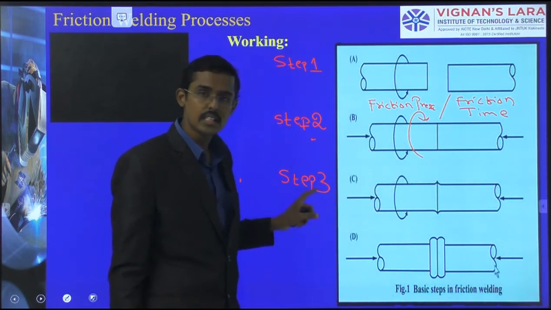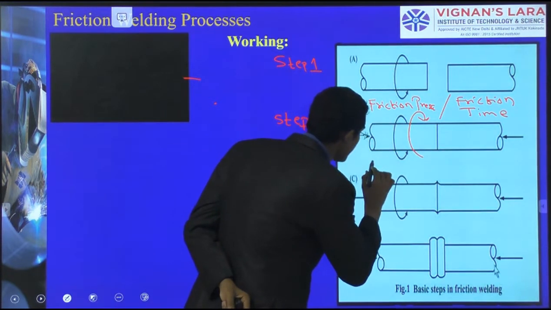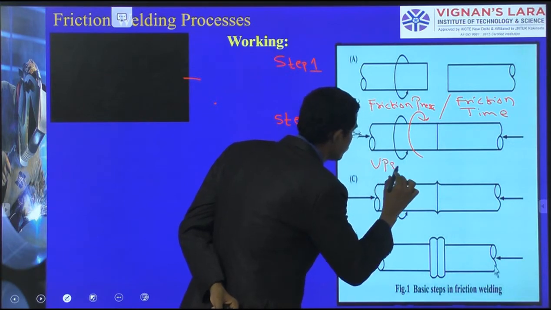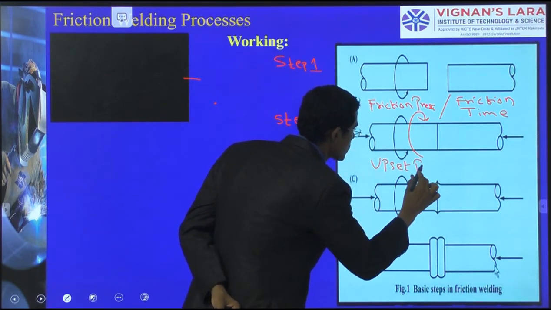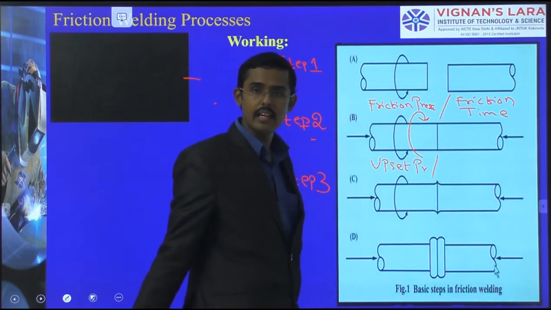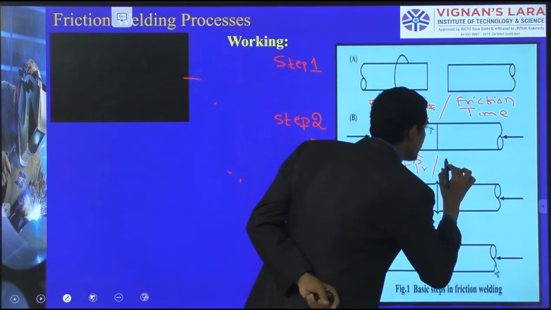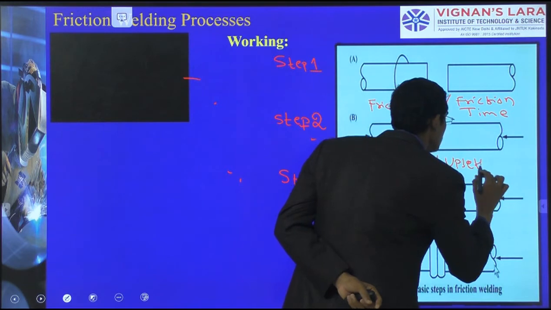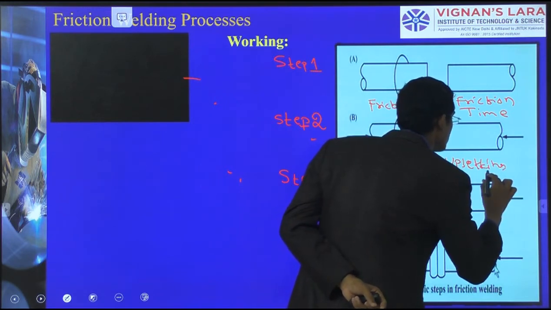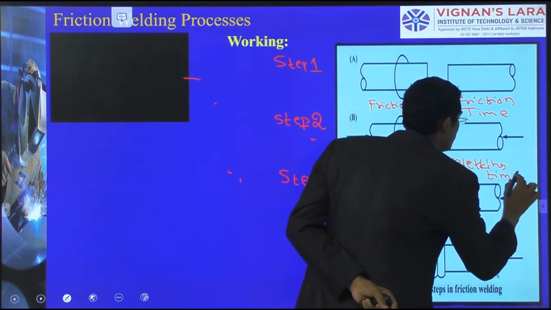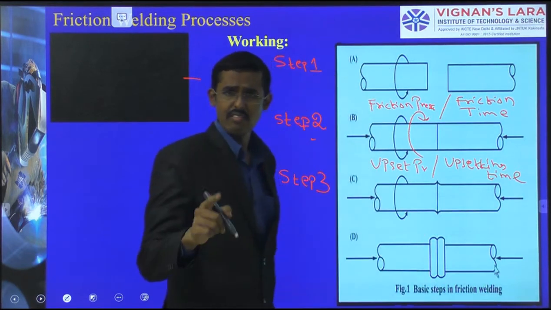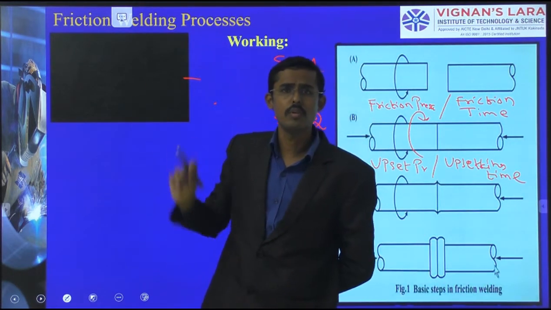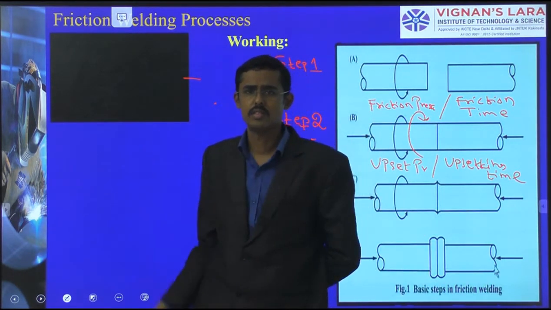Now we are applying the step 3. Upsetting we are doing. Upset pressure, and then I am applying the upsetting time. The total entire welding process will be completed in 5 to 7 seconds.